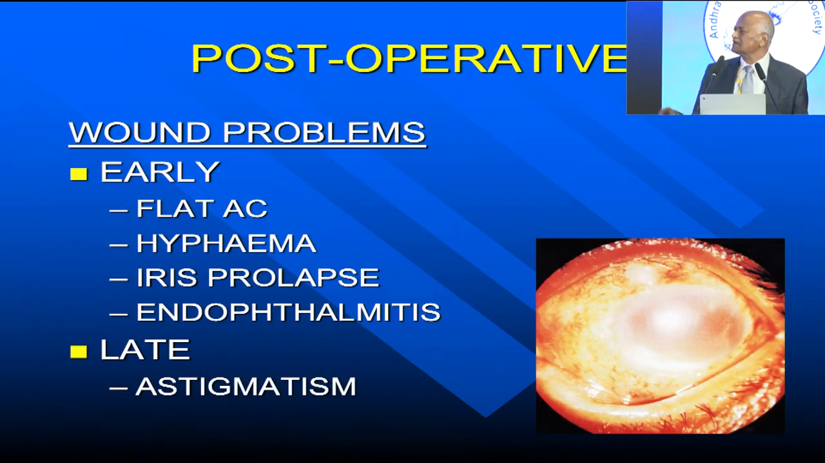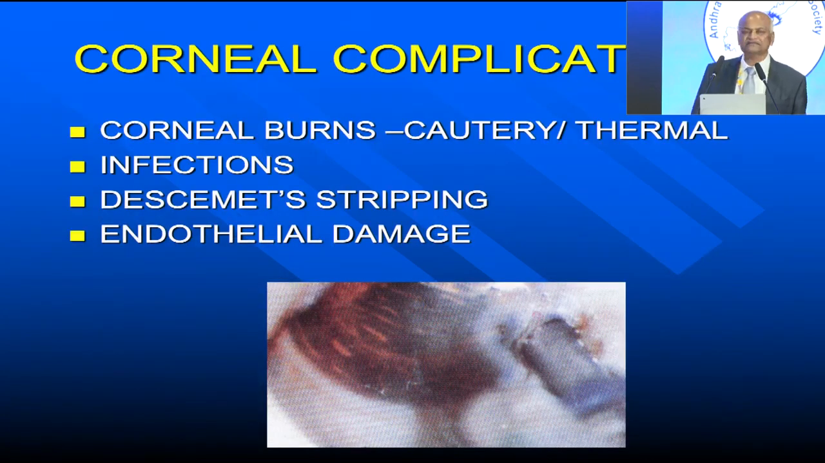Post-operatively, early complications are a flat AC, hyphema, iris prolapse, and endophthalmitis, and late it is astigmatism. So that also you will have to see. Then you can see the corneal complications: cornea burns, cautery or thermal burn, infection, Descemet stripping, and endothelial damage. When the Descemet is separated, you can repose it on the second day, but maximum, as Namrata says, it can be done up to 1.5 months. After that, it is not possible to repose the Descemet. So early is the best.